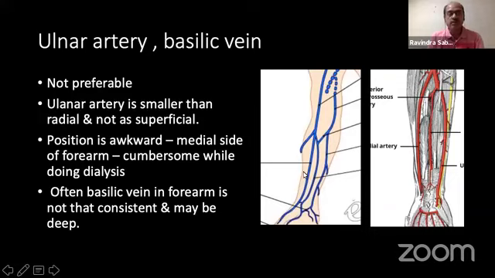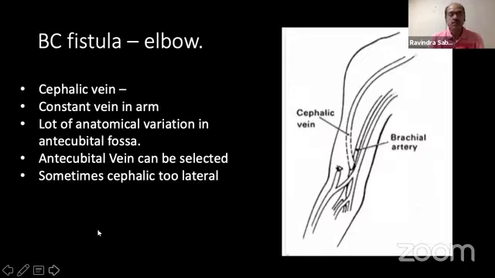But sometimes in a rare situation, certainly you can utilize the basilic vein in the forearm, but definitely not in the arm. For a fistula, if you look at the anatomical perspective, this is the lateral most side. It is a good size vein. It is a constant vein in the arm, and the antecubital.